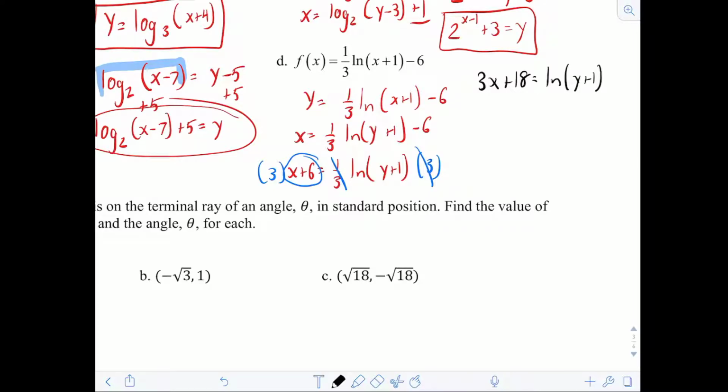Base to the answer equals inside. The only issue is that ln has a base e, so it's e to the 3x plus 18 equals y plus 1, and then subtract 1, so e to the 3x plus 18, minus 1, equals y.